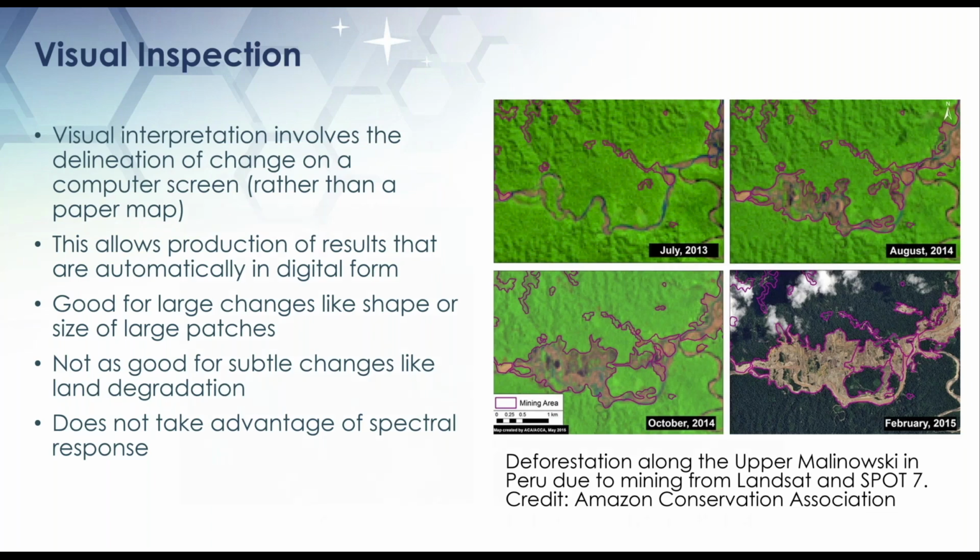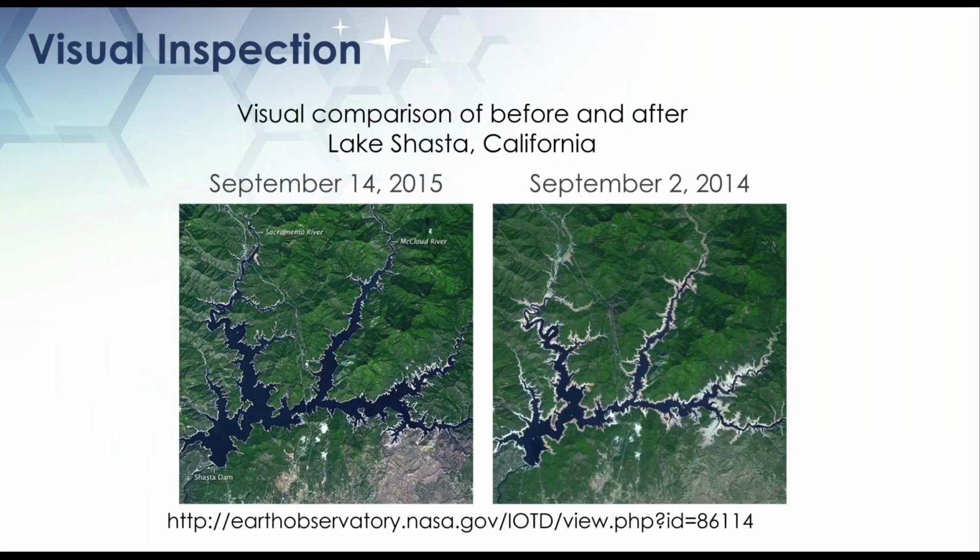And this is just an example of a visual comparison of a lake in Northern California that experienced quite a bit of decline in water quantity from 2014 to 2015. So that's an obvious change that you could probably delineate using heads-up digitizing.